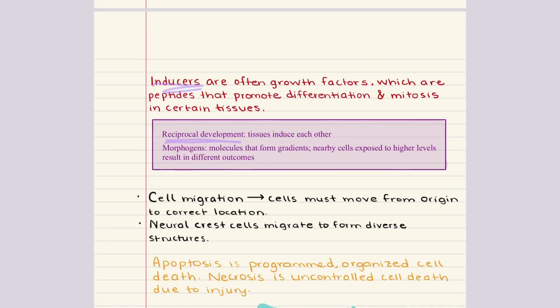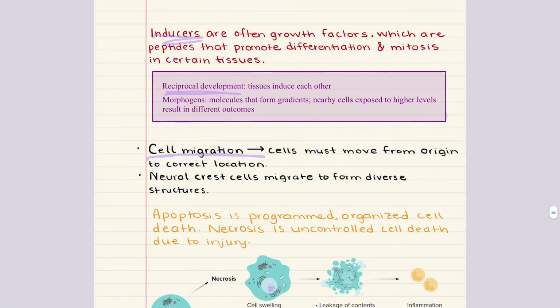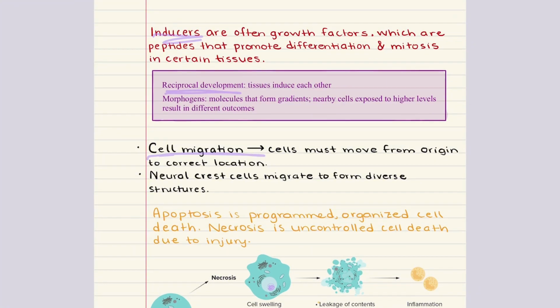Of course, once cells have been told what to become, they need to get to the right place, and that brings us to cell migration. During development, cells often originate in one area, but they need to move to another location to do their job. Migration is guided by chemical signals, extracellular matrix proteins, and sometimes physical barriers or pathways. A great example is neural crest cells. These cells form at the border of the neural tube, but they don't just stay there.